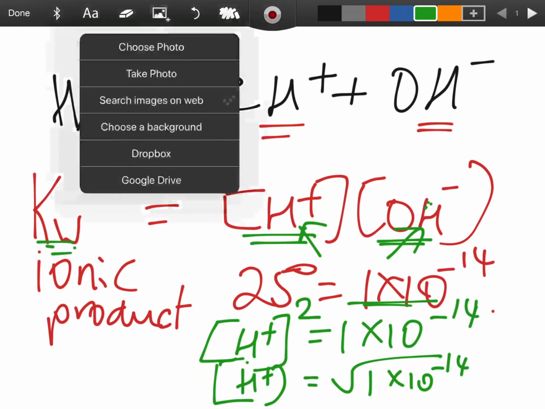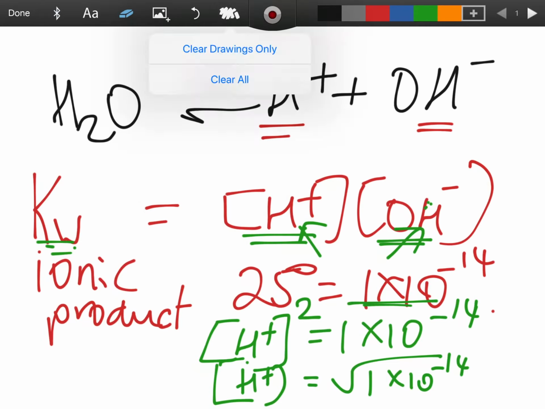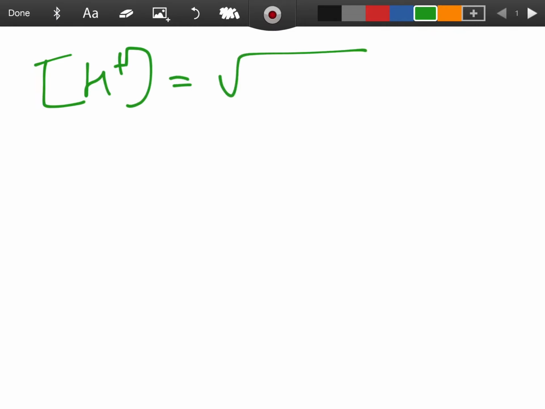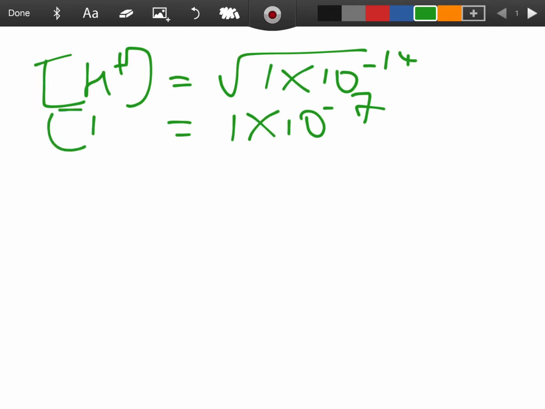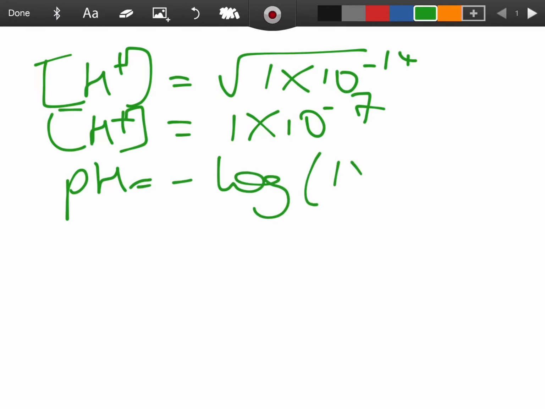So the hydrogen ion concentration is the square root of 1 by 10 to the minus 14, so that's 1 by 10 to the minus 7. And when I fill that hydrogen ion concentration into my pH formula, you get out a value of 7 for water at 25 degrees, okay?